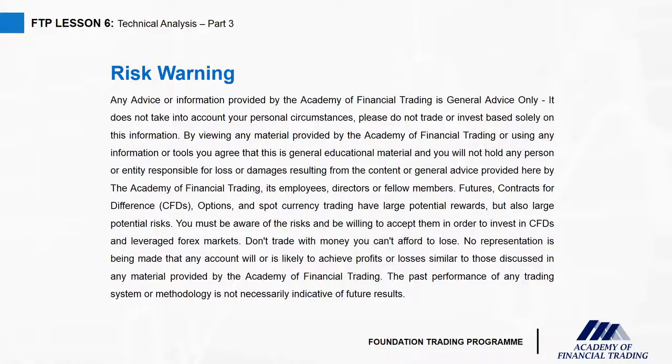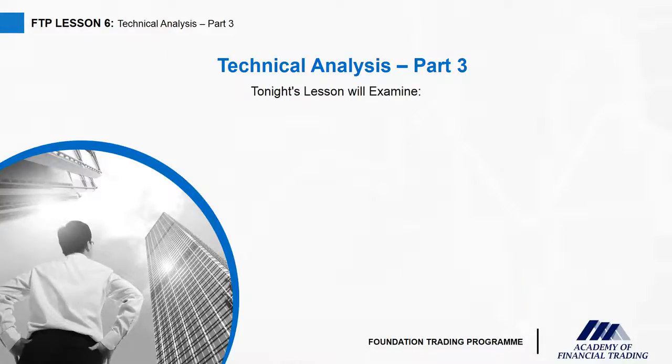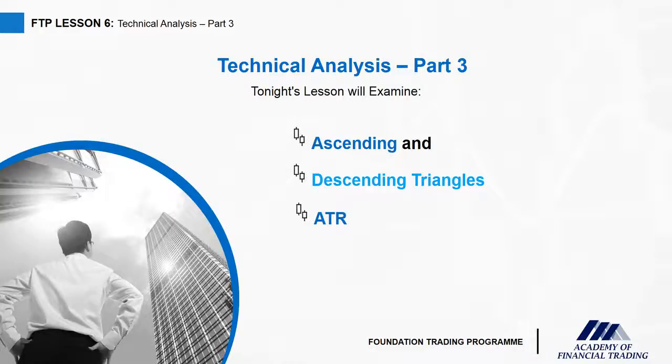Going forward in tonight's lesson, we're going to be examining ascending and descending triangles. We're going to be looking at ATR, or average true range. We're going to be looking at some oscillators, and then we'll be finishing up talking about some Fibonacci retracements. At the end as well, we'll do a little bit of house cleaning, but these are the main things we're going to be looking at tonight.